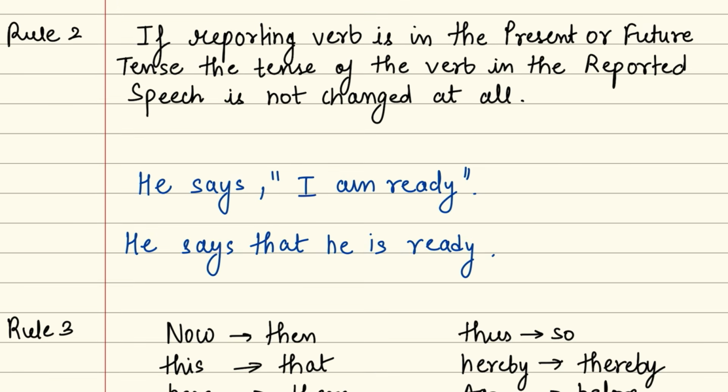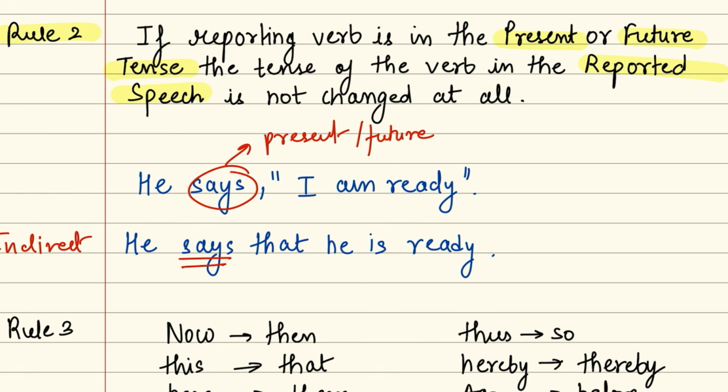Now rule number 2. If the reporting verb is in present or future tense, the tense of the verb in the reported speech is not changed at all. See, I've told you what the reporting verb is. If it is in the present or future tense, then the tense of the verb in the reported speech is not changed. Here you can see in this indirect speech, I have written the same. He says that he is ready. So you'll not have to change the tense in this case.